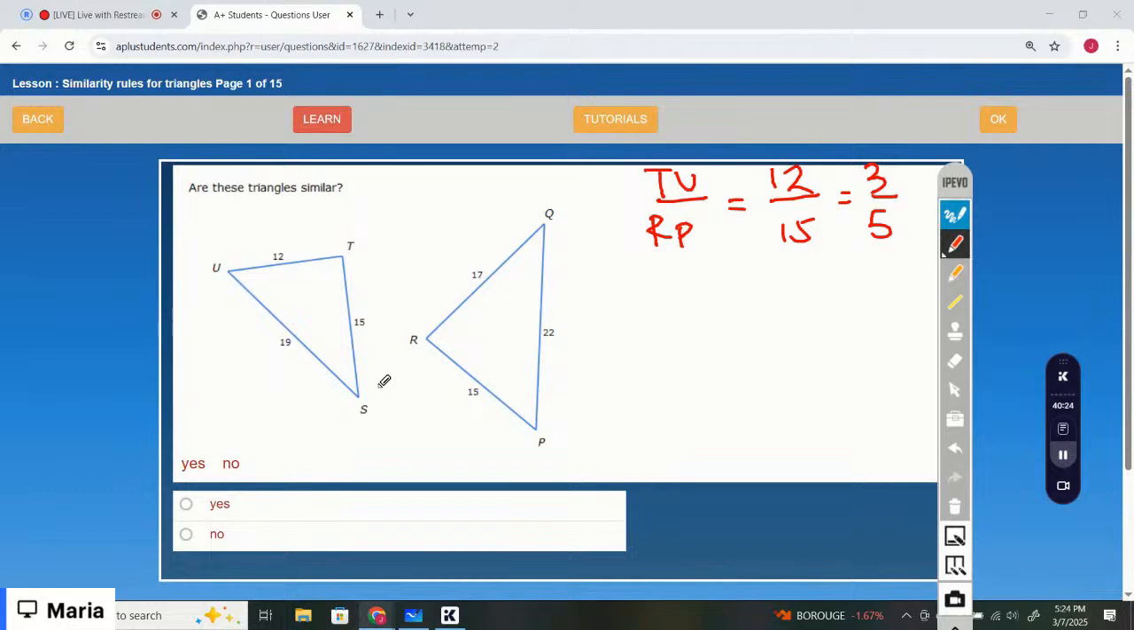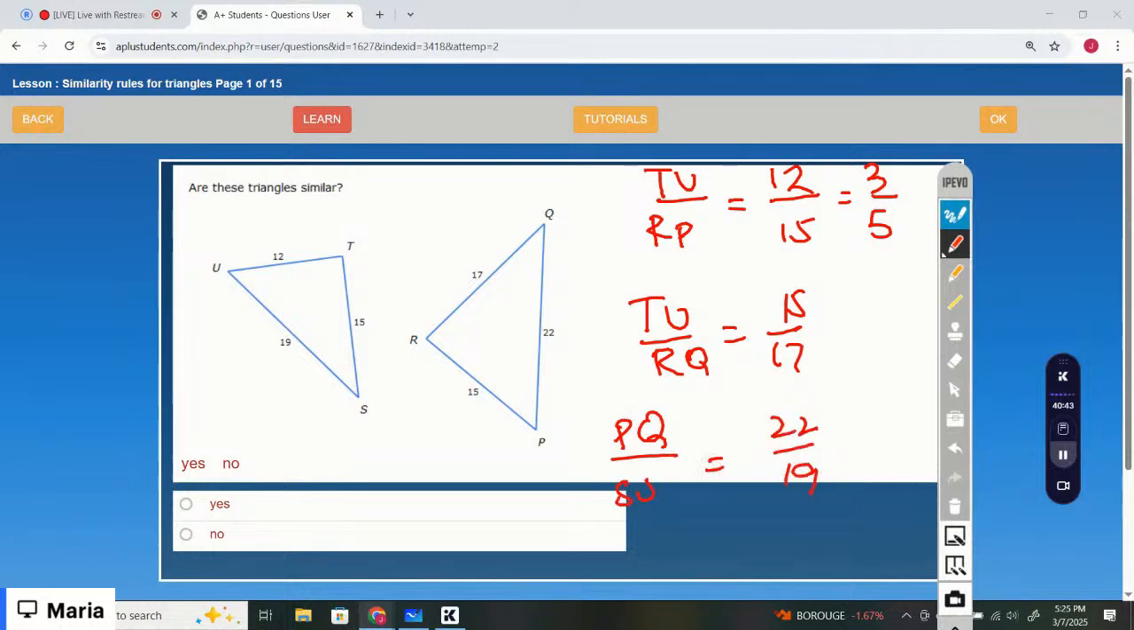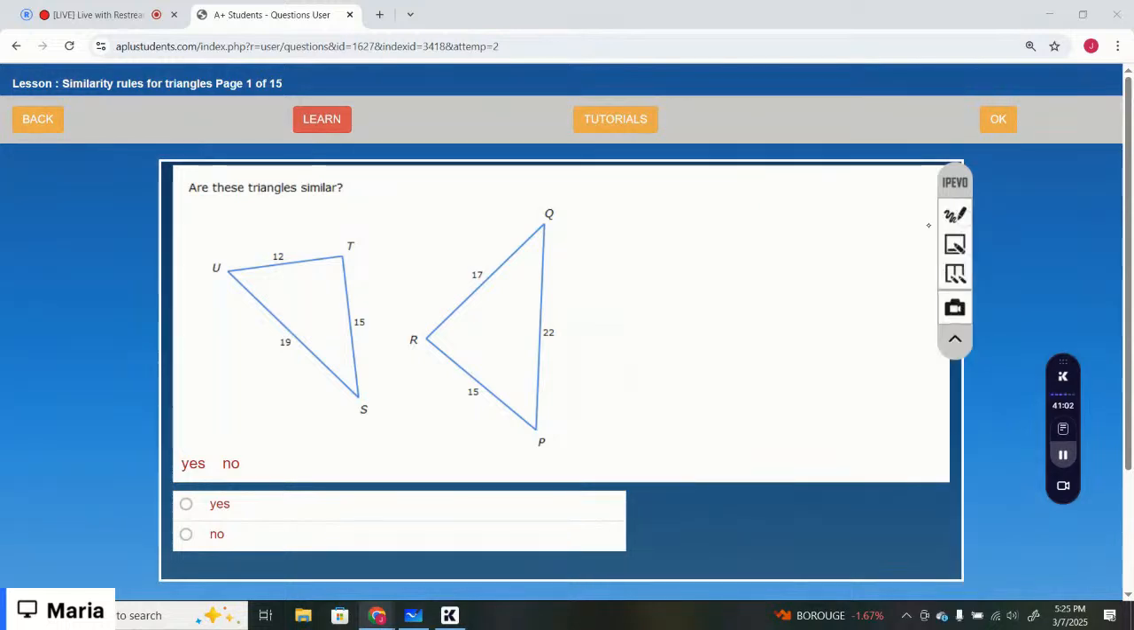Then TU is similar to RQ. That is 15 divided by 17. And then PQ is similar to SU. PQ is 22. So the ratio is not the same, so that means they are not similar. The correct option is no, they are not similar.